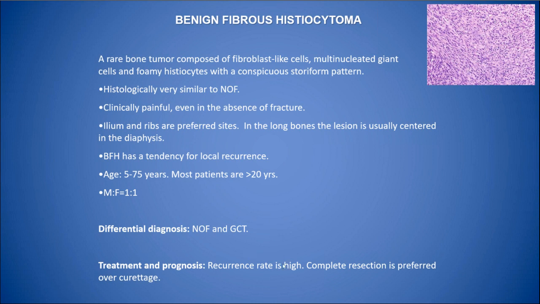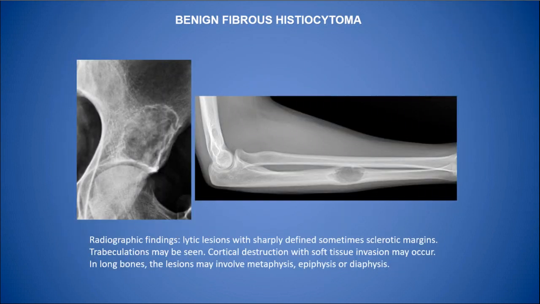The treatment and prognosis of benign fibrous histiocytoma: there is a high rate of recurrence, so complete resection is preferred to curettage. Unfortunately, a lot of these lesions are treated by curettage, and they will recur very often. This is the radiographic appearance of a benign fibrous histiocytoma.